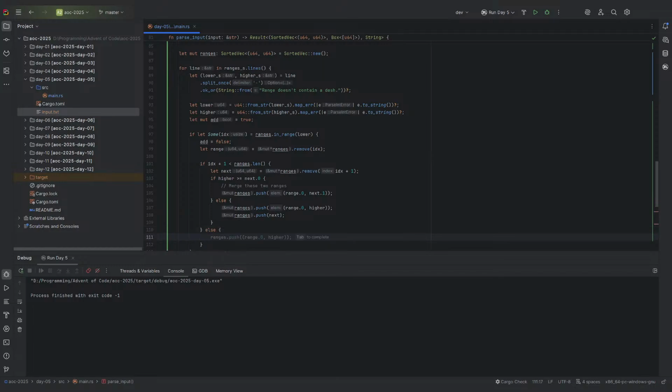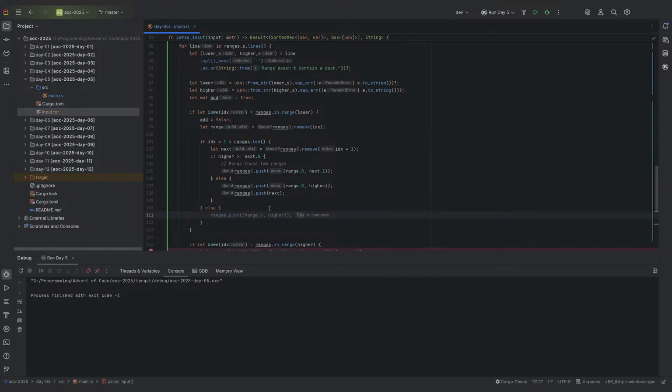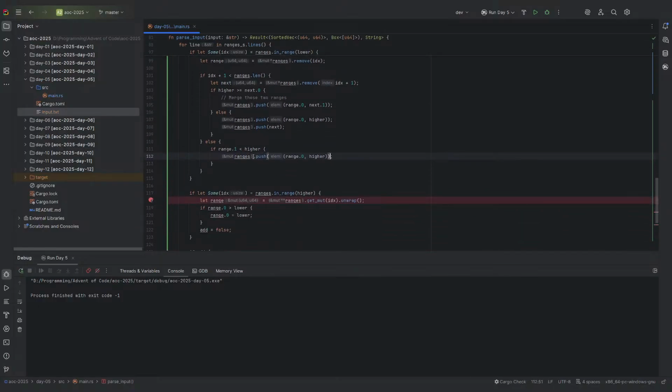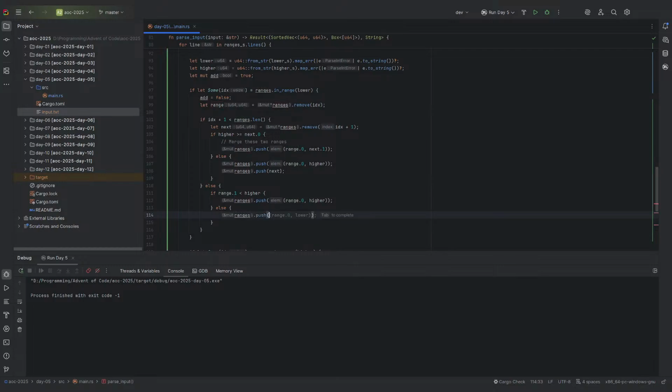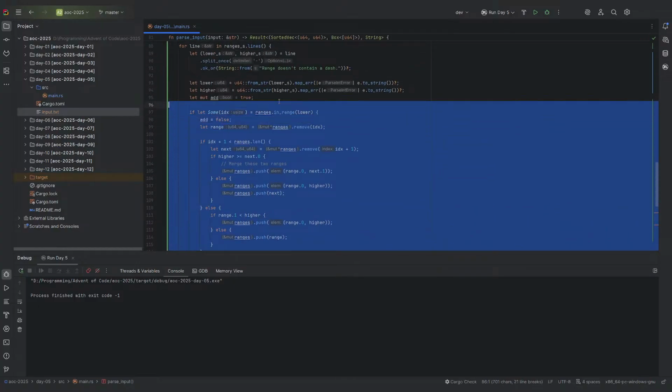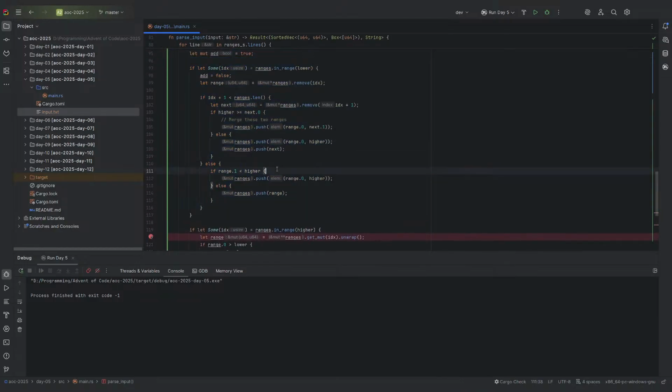If there is no next range, then it's just going to be the old check, which is if less than higher, I can just push. Else, I'll just... This means it was contained, so I can just push back the range. And now I need to repeat this.